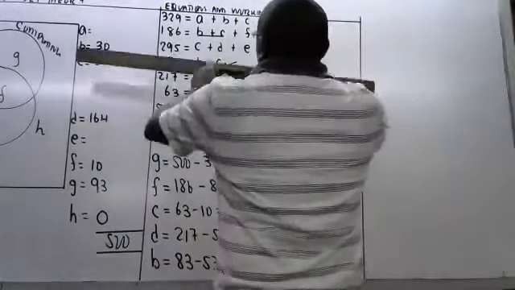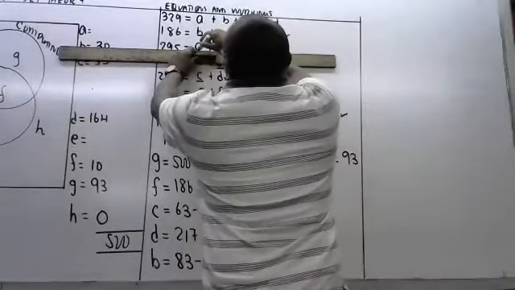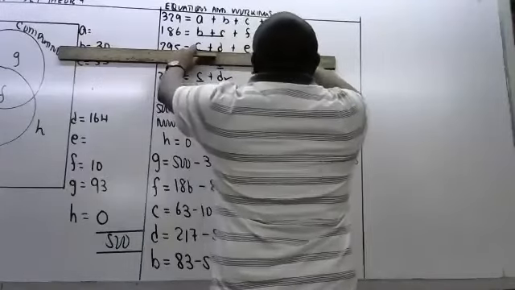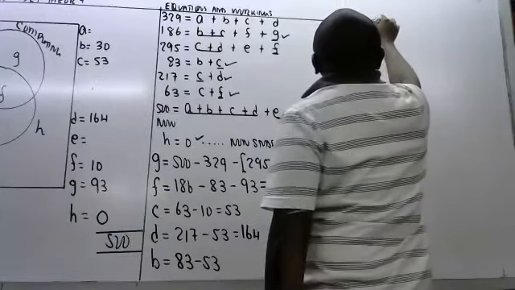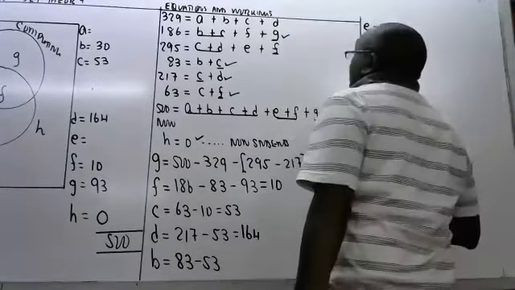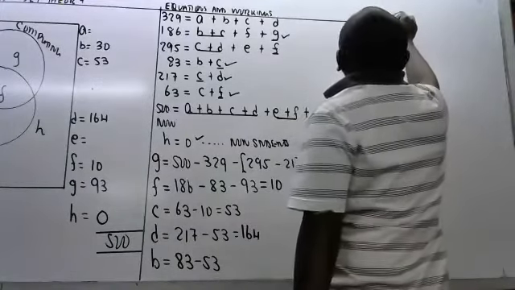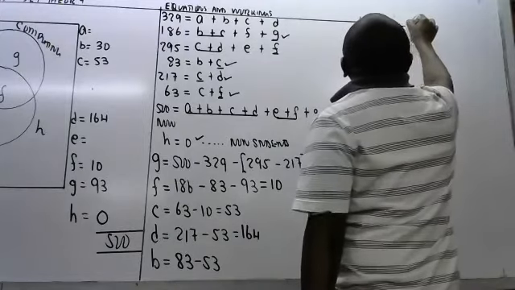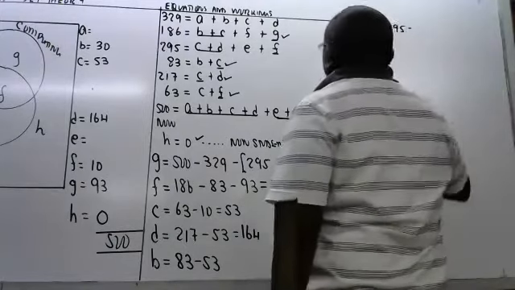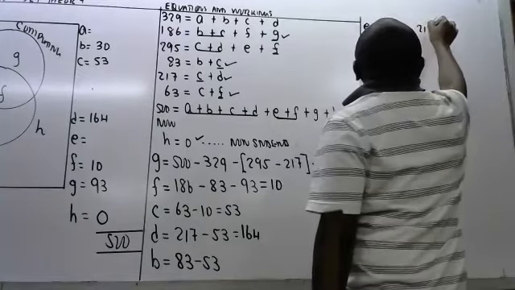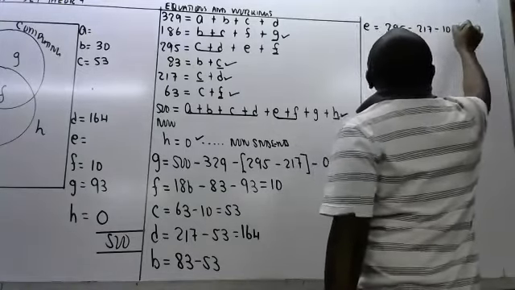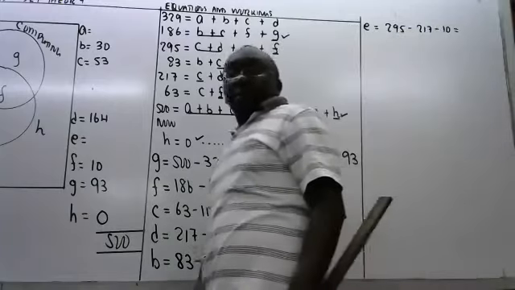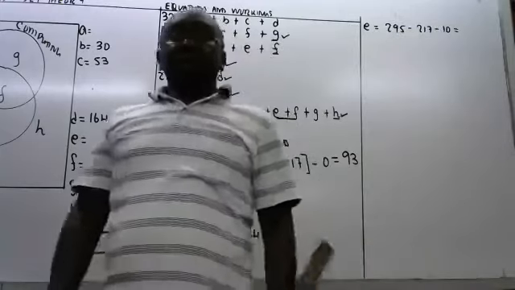Now, in the next one, when we get here, we know CD. We also know F. So we will be able to say that E is 295 minus CD, which is 217, minus F, which is 10.